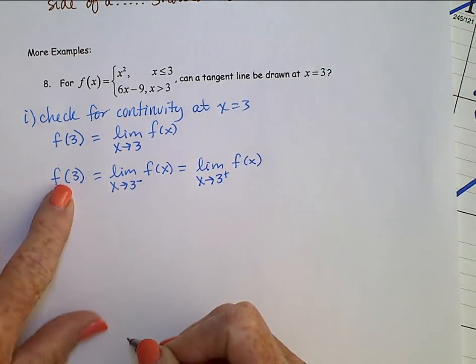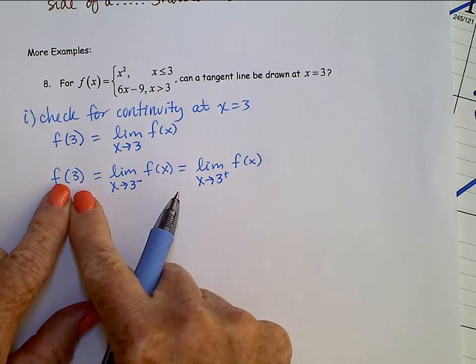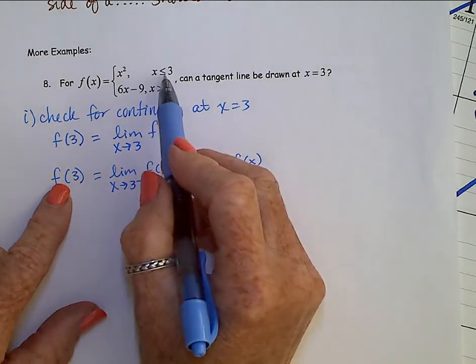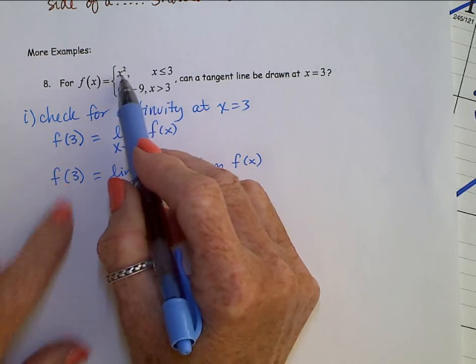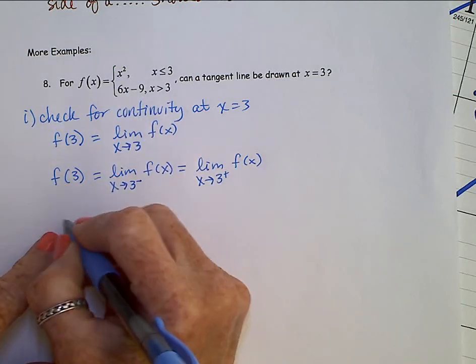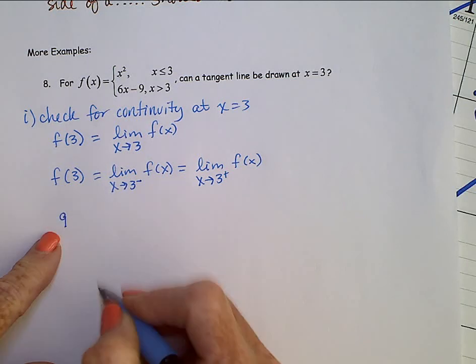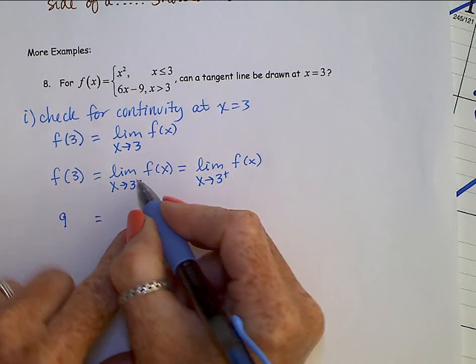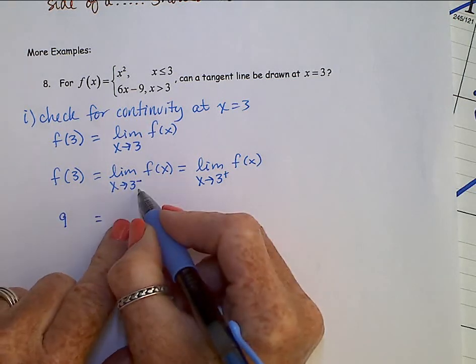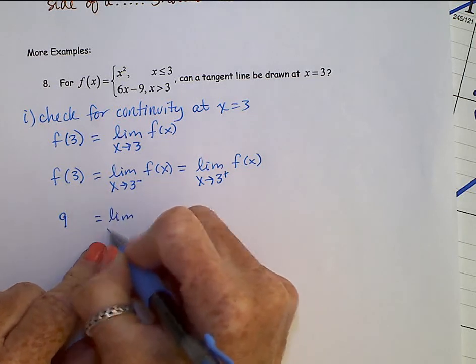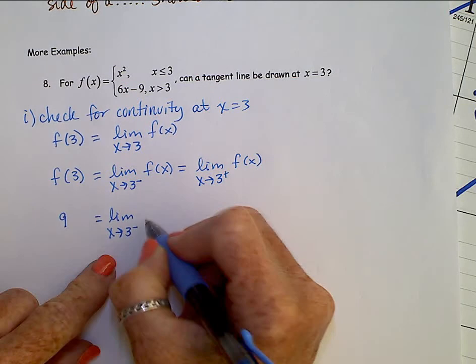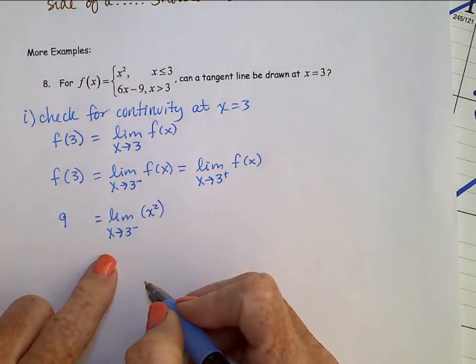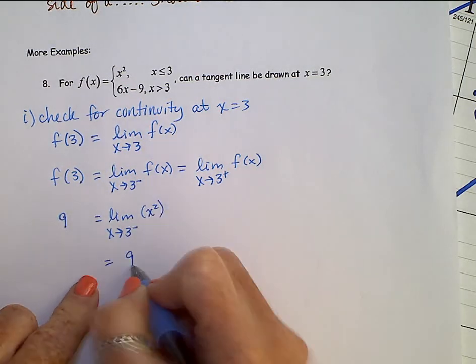Alright, this function evaluated at 3, looking back up here, this is the piece that's defined when x is 3, so we plug that in. 3 squared is 9. The limit as x approaches 3 from the left: the piece that's on the left side of 3 is that x squared. Sub in, and we get 9.